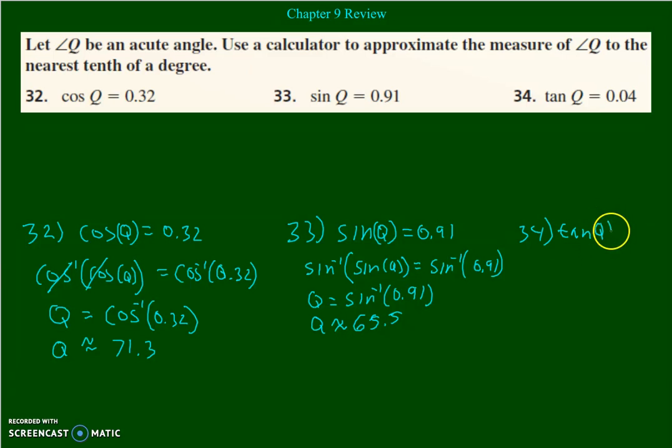Tan Q equals 0.04. Take the arctan of both sides. So Q is approximately 2.3. And now on to problem 35.